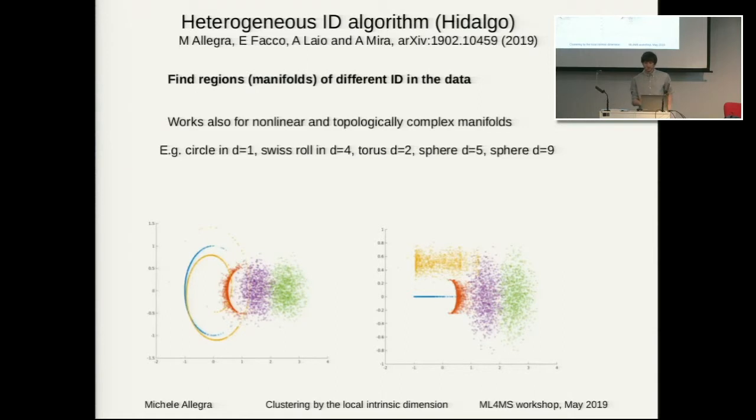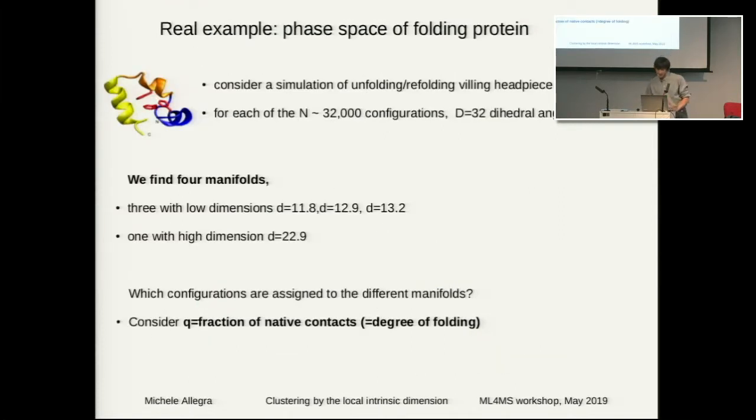We did several tests on artificial data, which now I skip. The approach also works if you have nonlinear manifolds, or topologically complex data, like data living on a torus or a sphere or a Swiss roll. In the last two slides, I present you an application.